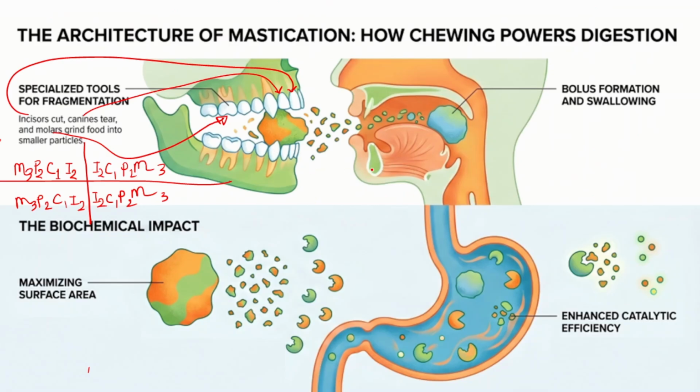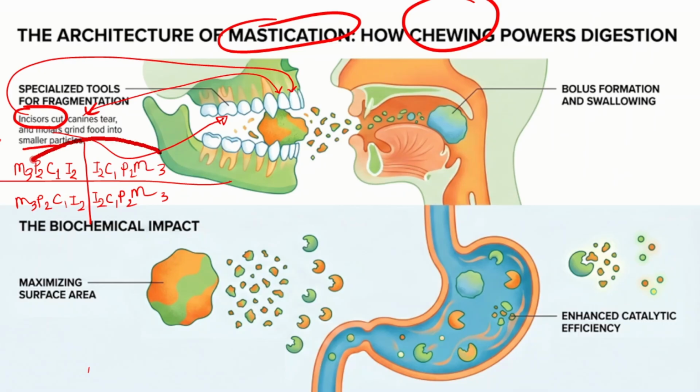Now we will examine the oral physiology shown in the following images, and it involves establishing the fundamental architecture of mastication and evaluating how chewing drives initial digestion. This approach builds a conceptual understanding of the system's structural mechanics. We locate the structural breakdown within the mouth, where specialized tools for fragmentation initiate mechanical processing. Here we position the incisors to cut, the canines to tear, and molars to grind food into smaller particles.